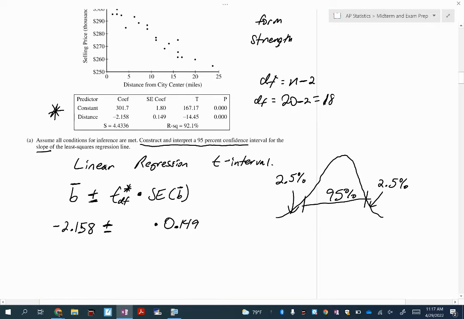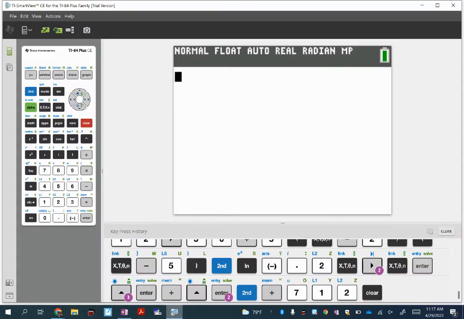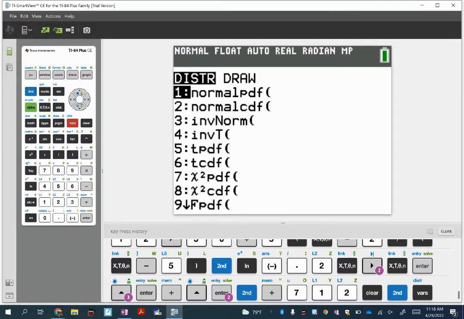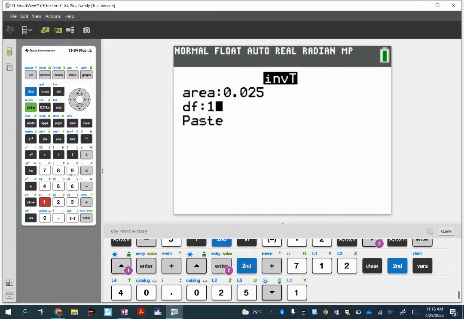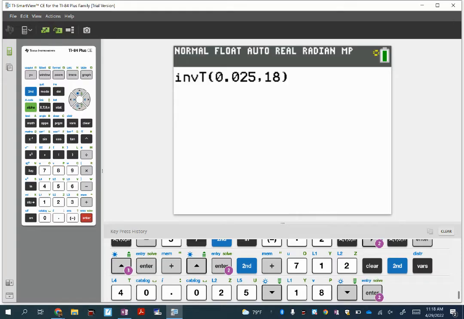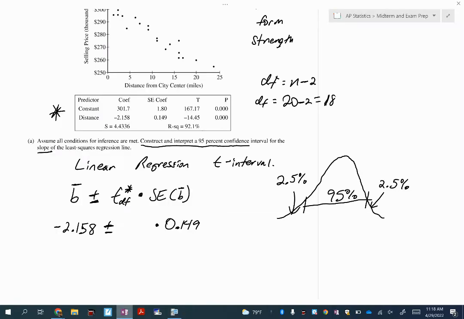All right, so now I'm going to go to technology to figure out what my T star is. So go to second, distributions. I'm doing inverse T, which is number 4. I'm typing in 0.025 for the area, and the degrees of freedom is 18. That tells me that my T star is 2.1009.